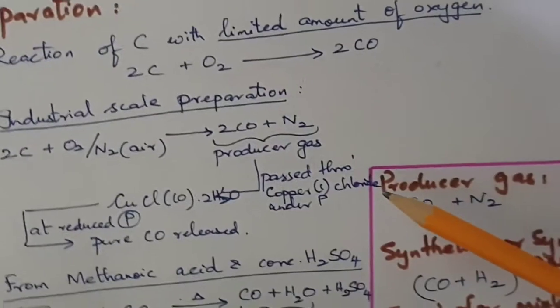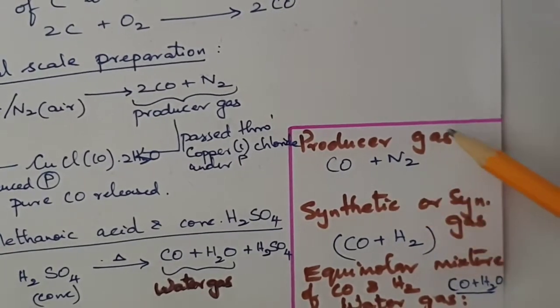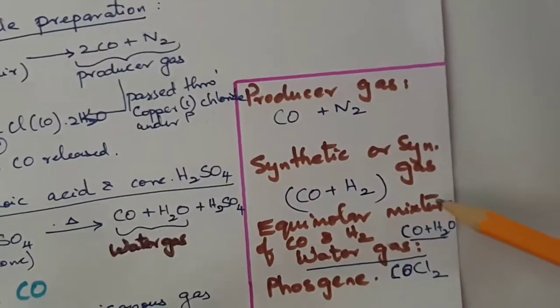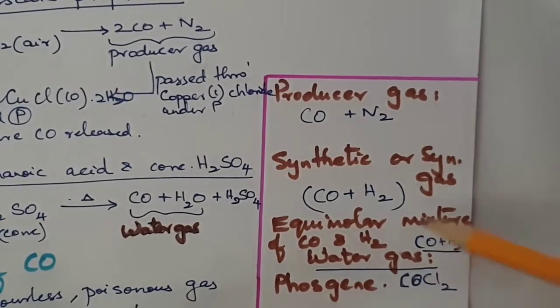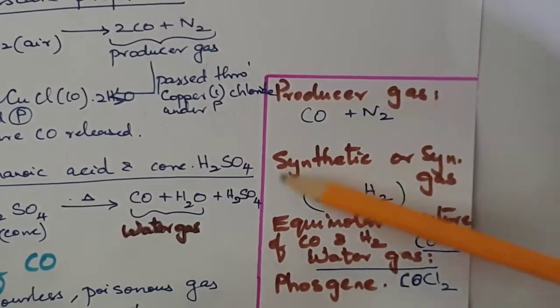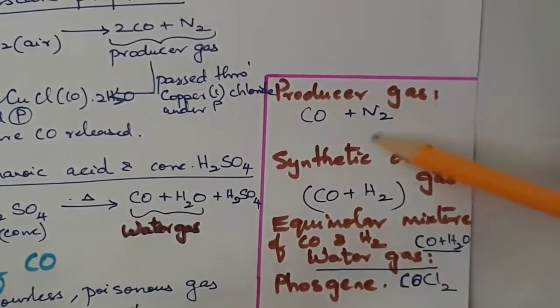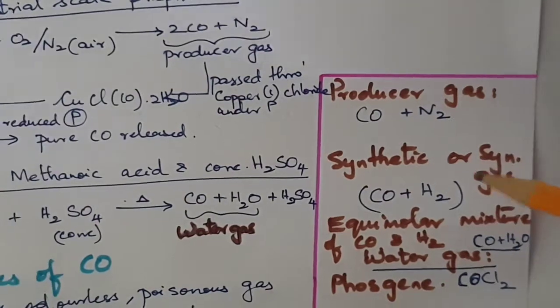So here we can put it down as short notes. What is producer gas, what is synthesis gas, what is water gas, and the other things which come under this chapter. When you prepare for your examination, for one word questions, you can have a look at this and make a note of it. Producer gas is nothing but carbon monoxide along with nitrogen.